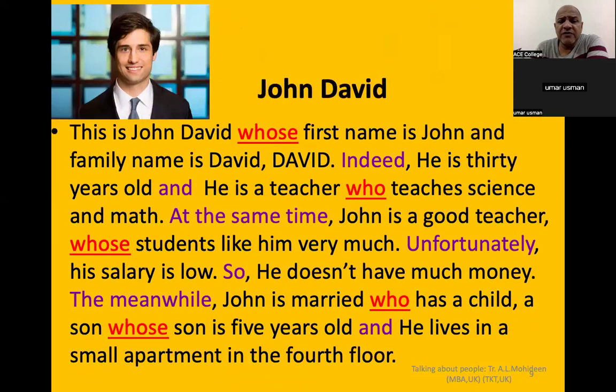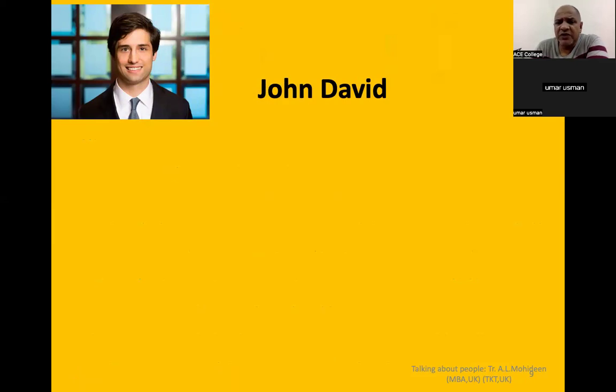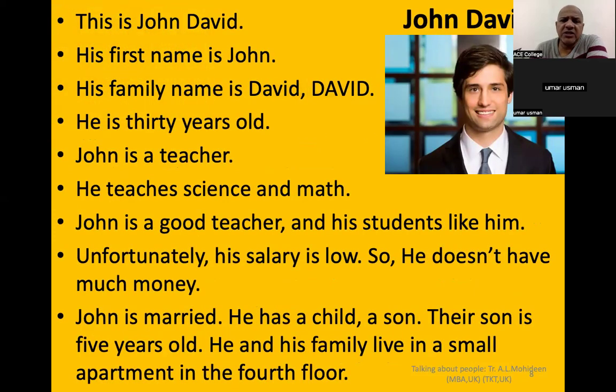Based on this information, if you are going to make your sentences, especially in writing, we need to move from simple sentence structure to complex structure. This is the simple sentence structure. You make simple sentences one by one, alone. There is no connection; you are not joining here. This is John David. His first name is John. There is no joining, so you can join these sentences.